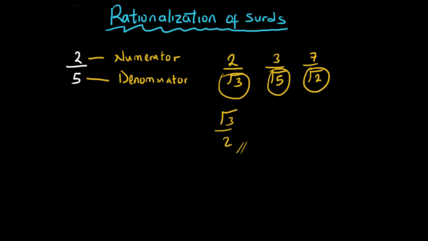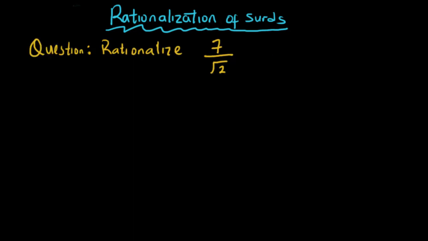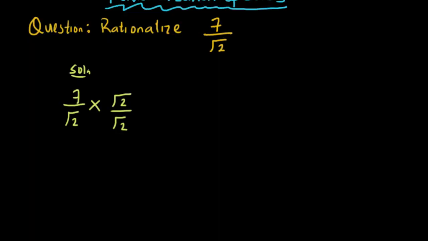We don't rationalize. This remains our answer. Now, the next question you want to ask is, what does it mean to rationalize? Let's take an example. Here we are told to rationalize 7 over root 2. What that means is this. We have 7 over root 2, so we multiply by a fraction of the denominator. What I mean by that is root 2 over root 2. Does this make sense?